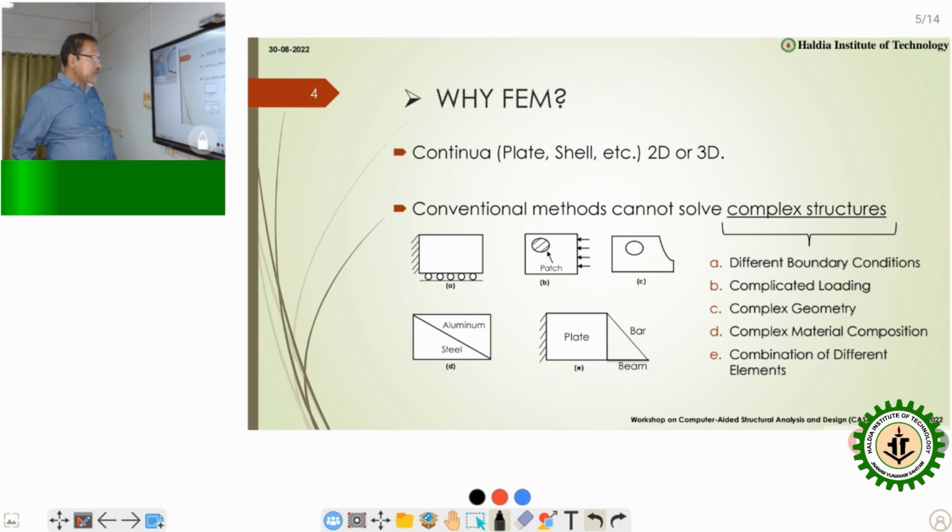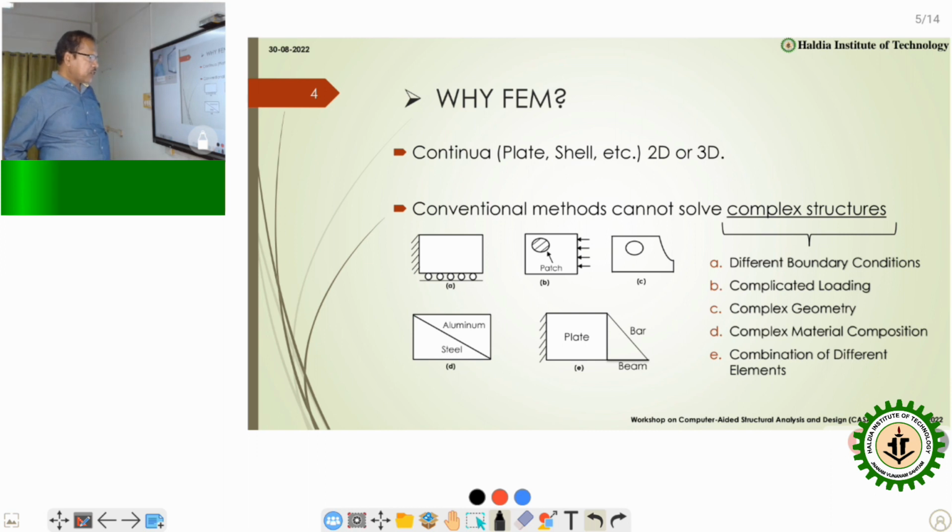Because writing the differential equation for this kind of complicated situation is quite cumbersome and almost difficult. Not only difficult, that's the most impossible one. Next we see a combination of different elements.